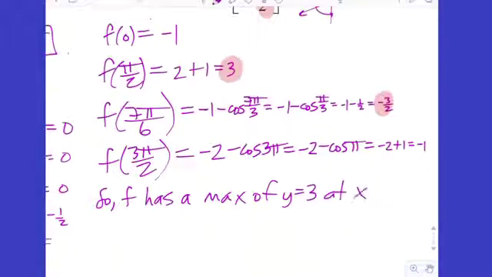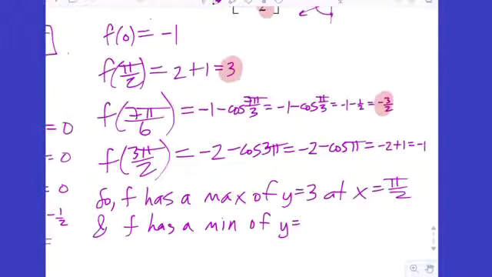3 at x equals pi halves. Sometimes they'll ask you for the maximum value. Sometimes they'll ask you for the location of the maximum value. So I'm just answering both of them. Be prepared to, though, answer specifically what is being asked. And f then has a min of y equals negative 3 halves at x equals 7 pi over 6.